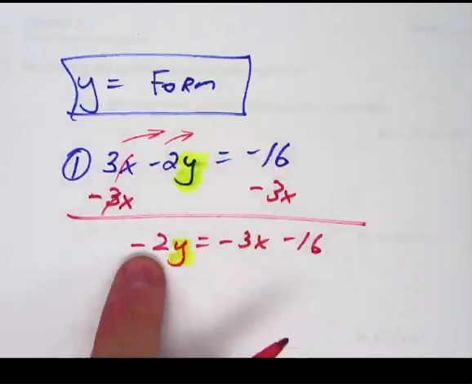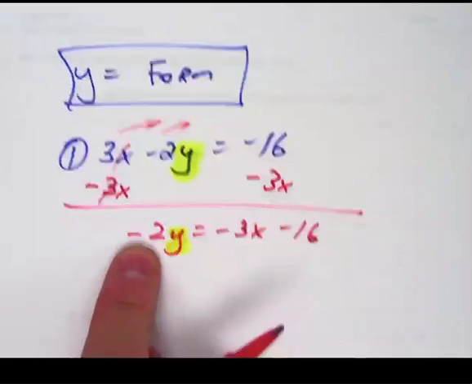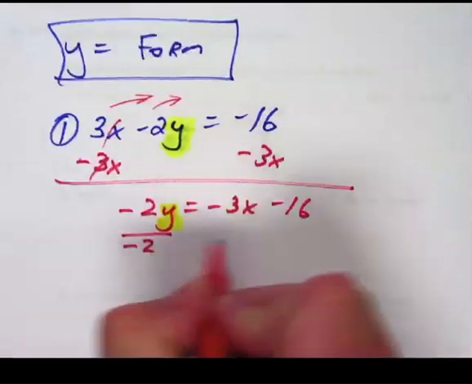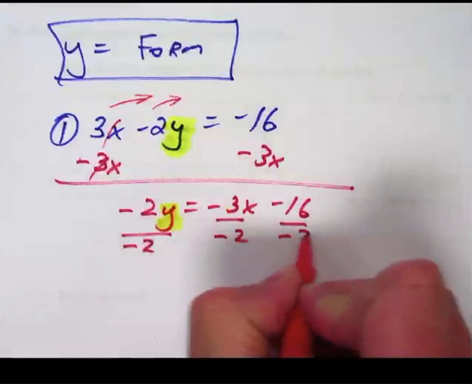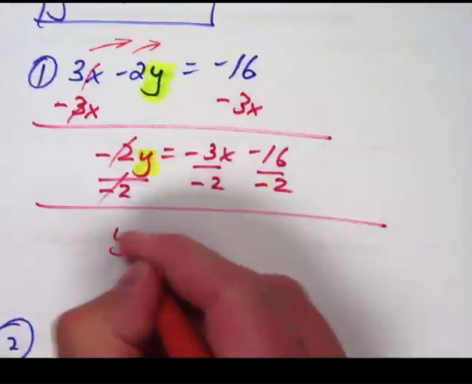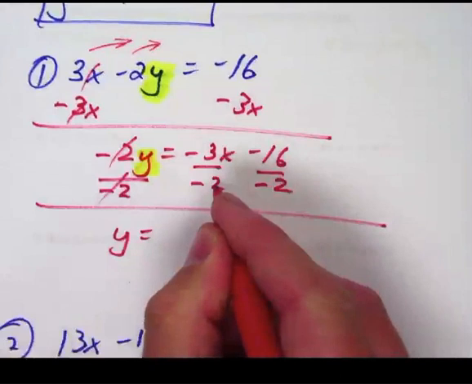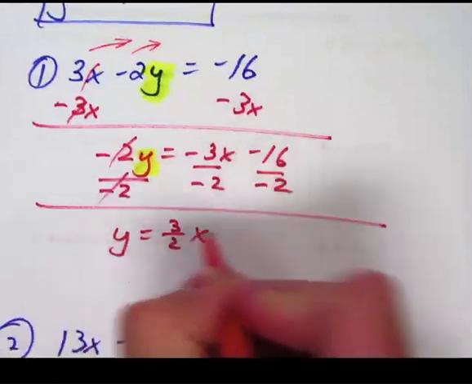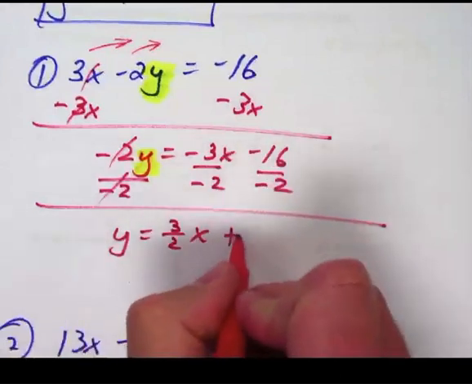But I've got to get rid of this negative 2. This negative 2 that's in front of the y is causing a problem. So I'm going to divide every single piece by negative 2. Then it's gone. Negative 2 is canceled. Goodbye. y equals a negative divided by a negative is a positive, 3 over 2 x, a negative divided by a negative is positive 8.